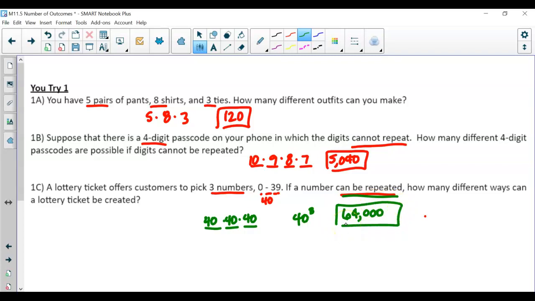If you think about it, what is the probability of winning a lottery in this case? 1 out of 64,000 chance, right? Because there's only one winning ticket.